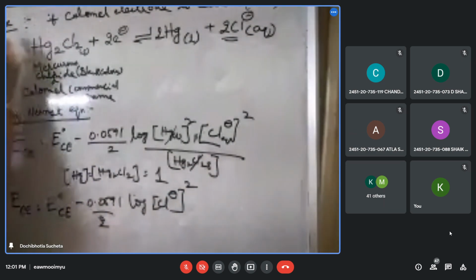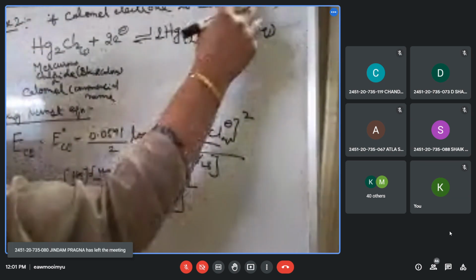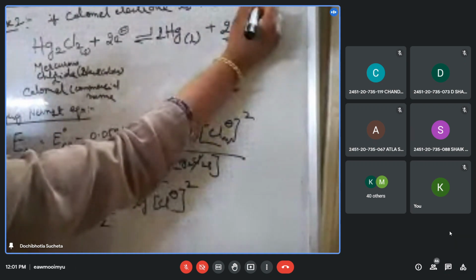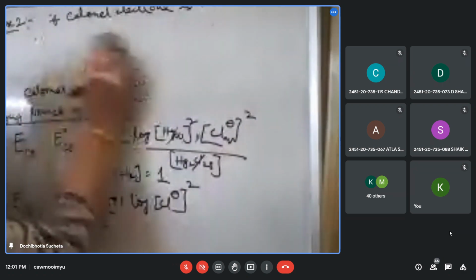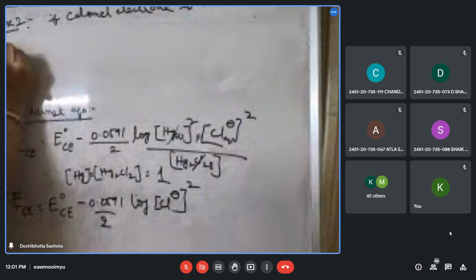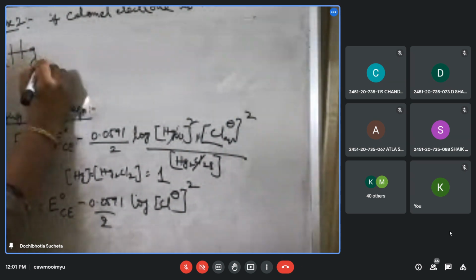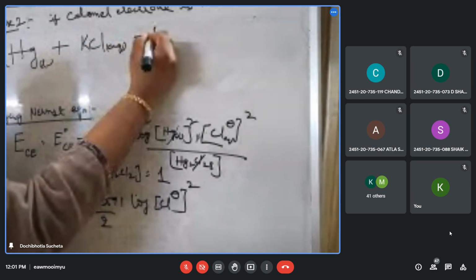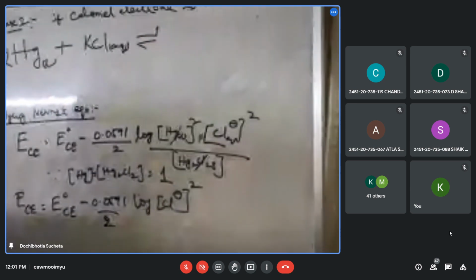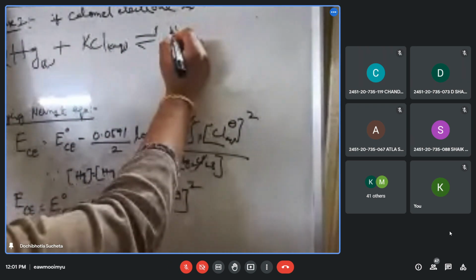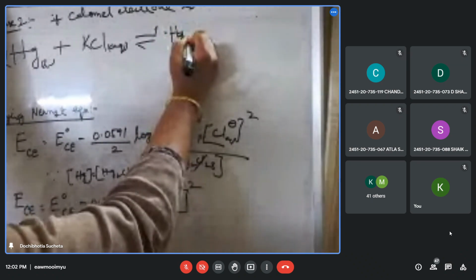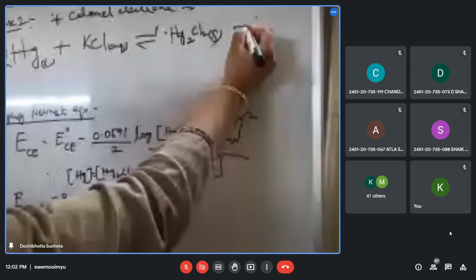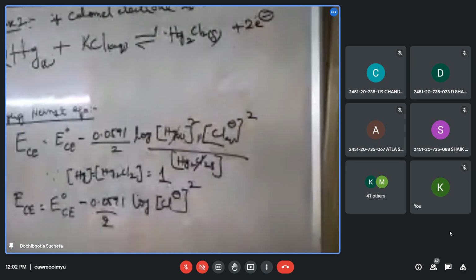What will be case 2? Case 2 is if calomel acts as anode, then the reaction is oxidation, that is loss of electrons. Now, which will lose electrons? The mercury metal loses electrons in the presence of aqueous KCl to form Hg2Cl2, which is a solid, plus 2 electrons. Is the equation correct?